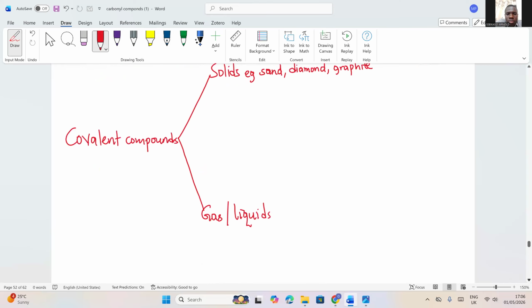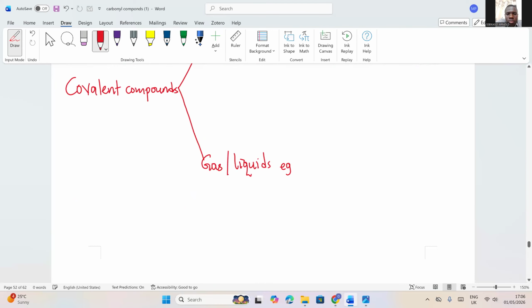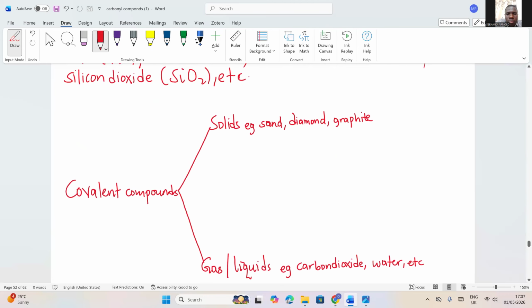Then gases like carbon dioxide. Liquids like water, etc. So covalent compounds, e.g. sand, diamond, graphite, these ones, they have giant covalent structure. You see?